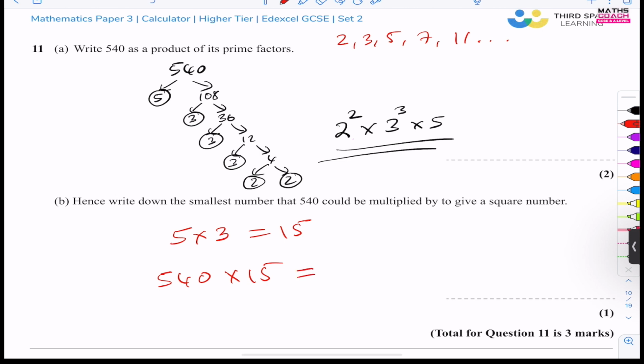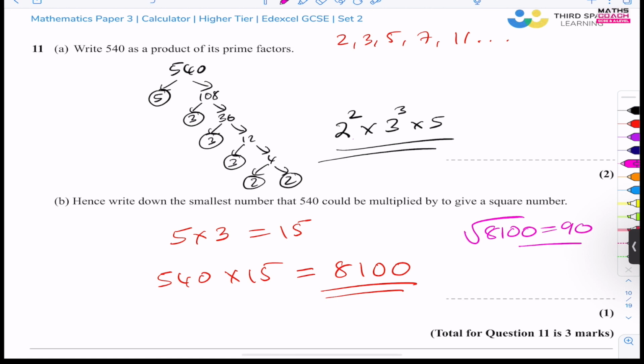So if we put this into our calculators, we get the number 8100. Okay, now this is a square number because if you do the square root of 8100, you get 90. Okay, so the smallest number that 540 could be multiplied by to give a square number is 15. Okay, the number right there.